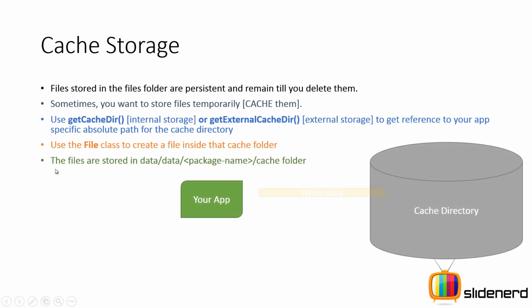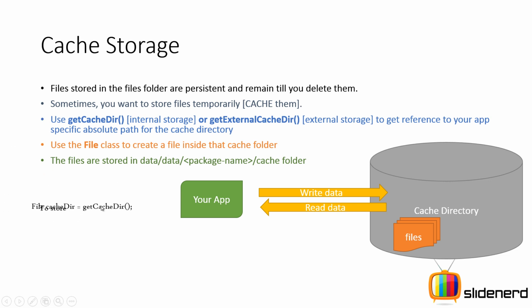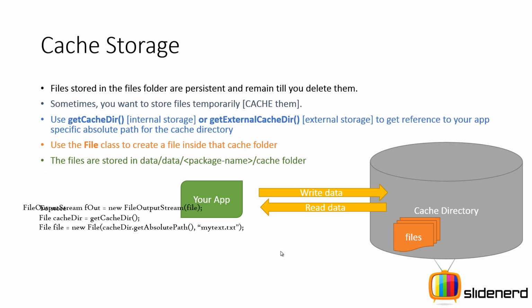So here the files are stored in data/data, package name, cache folder. It's just like accessing your internal storage. And let's take a look at some sample code here. To store the data, I'll simply have File cacheDir = getCacheDir(), which gives me a file reference. I can use this file reference to actually create another file, which is my text.txt, inside which I will store my cache data. Then I can use the FileOutputStream to write data to that file here.